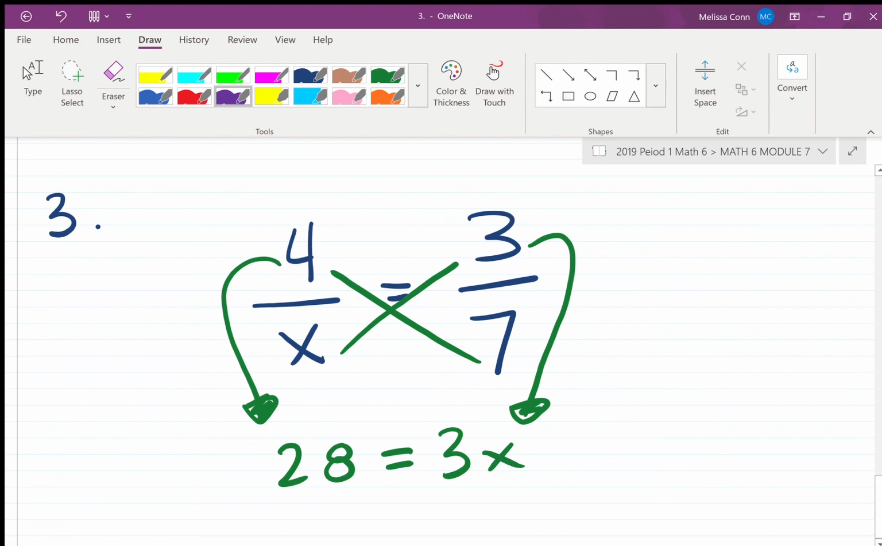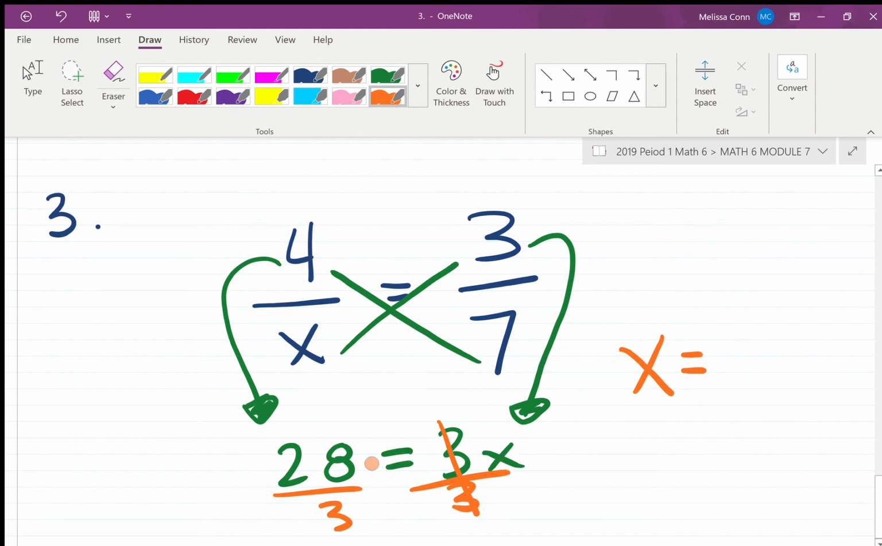Now to solve this, this says 3 times what is 28? Well, there's no perfect answer to this. Our answer is going to be a fraction, and that's okay. So here we go. Let's divide by the coefficient. The coefficient happens to be a 3, and 3 over 3 is 1, so it's gone, and we get x equals. I'm reading it backwards.